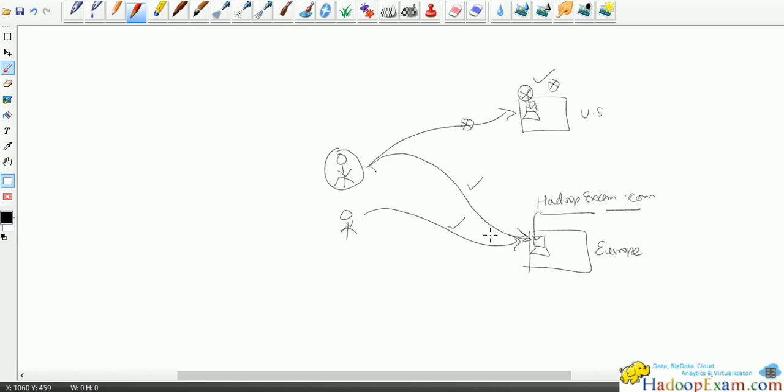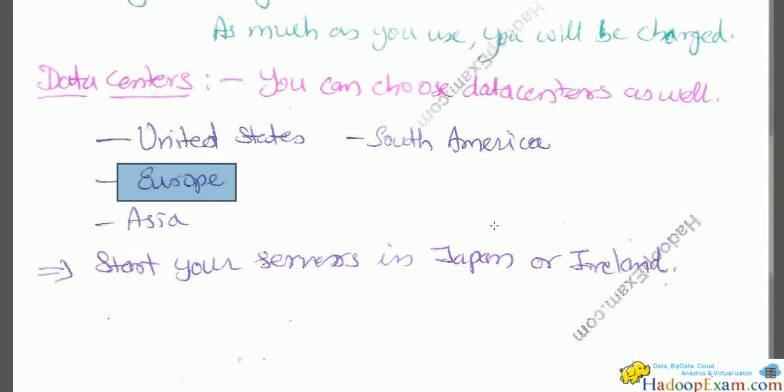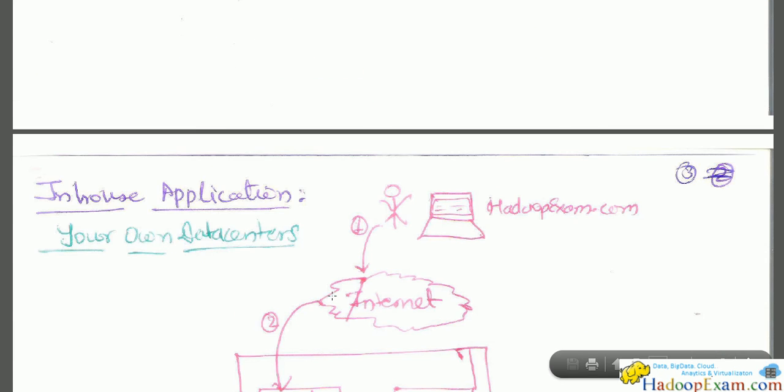However, most cloud providers offer this kind of service. This is mandatory, otherwise you are not going to use cloud services. That is one of the reasons people use cloud services. Okay, start your server in Japan or Ireland, for example. Similarly, you can choose which way you want to go.